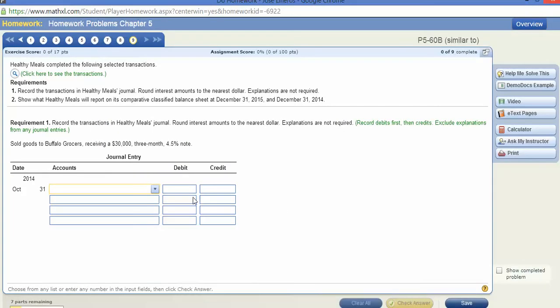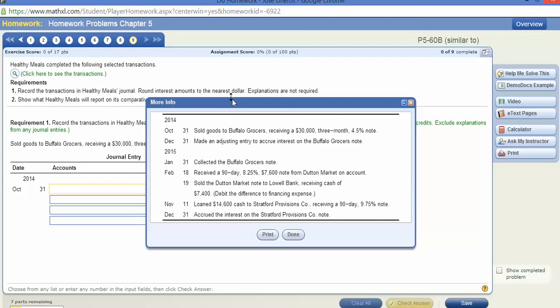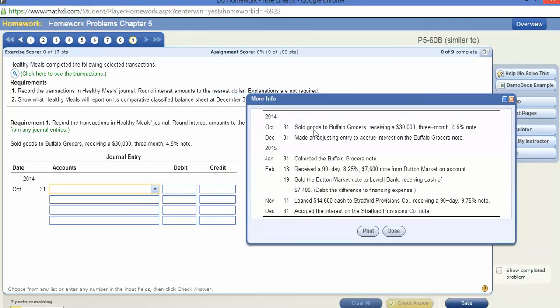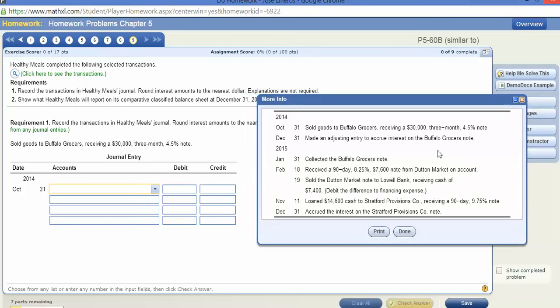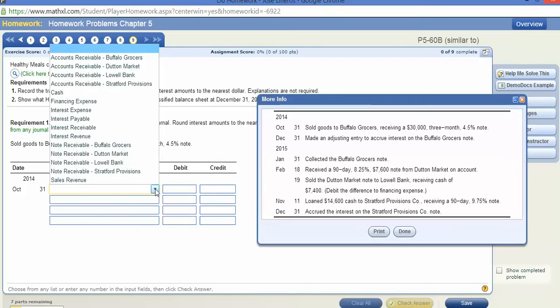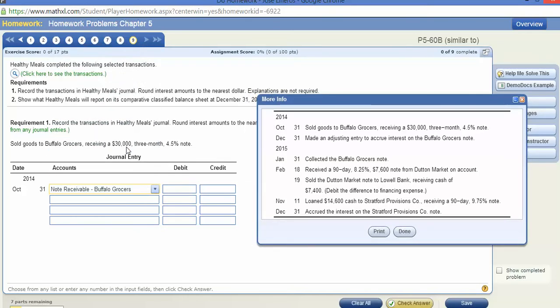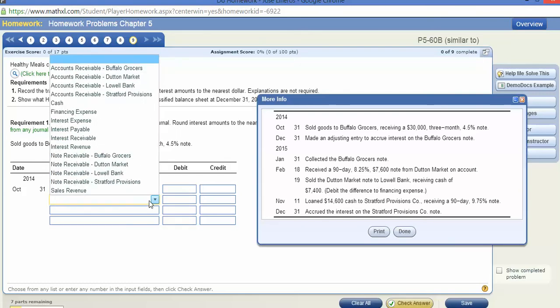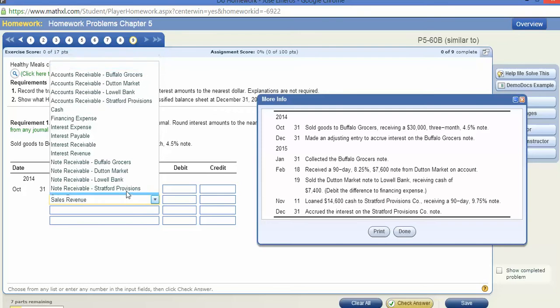First, we're going to set up the note receivable, because we actually have to have a note receivable. We have to show that we're due the $30,000. So on day 1, October 31st, that's when this happened. If you look here, you see this happened October 31st: sold goods to a grocery, receiving a $30,000 3-month 4.5% note. So we know we're going to establish a note receivable from Buffalo Grocers, right? And we have actually sold the goods, so we're due the revenue. We have earned the revenue. Come over here, sales revenue.